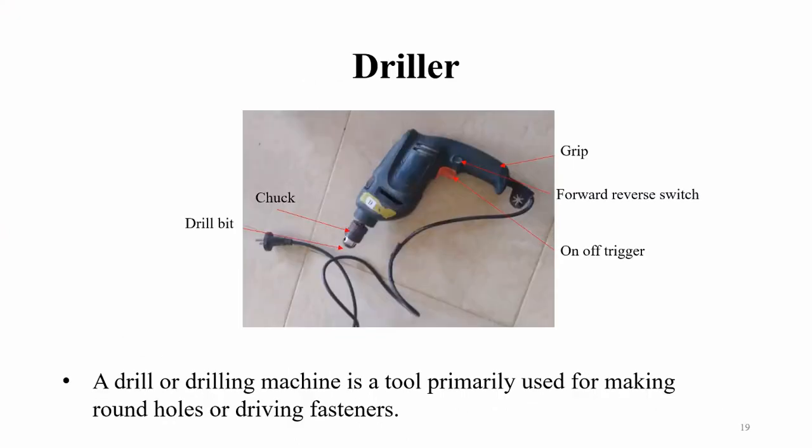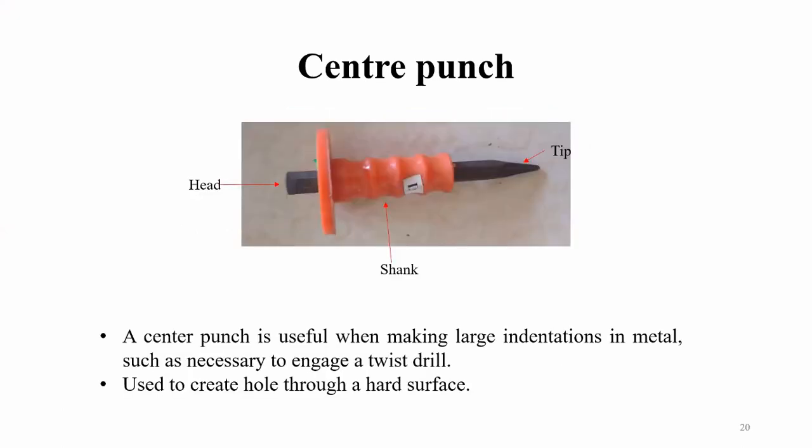Drillers, you all know that it is used to make a hole in either metal or wood, which can facilitate driving in the fasteners. For example, the screws. Screws are also a type of fasteners. This one facilitates driving in the fasteners into the metal or wood. And center punch is normally used to make a hole since the tip is very sharp in nature. This one is used to make a hole in hard surfaces as well.